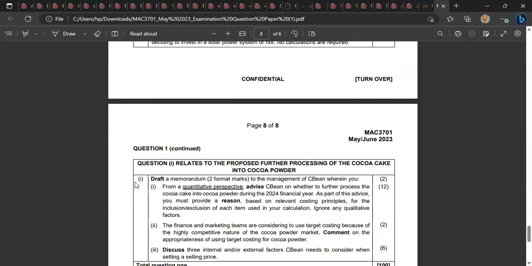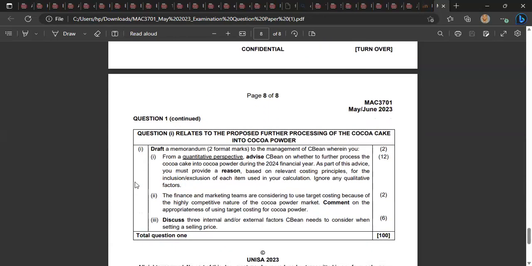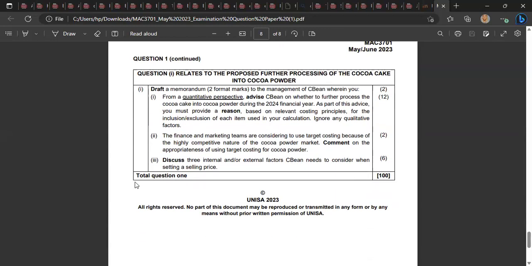All right, let's see what else we can talk about here. These questions from a quantitative perspective are very common, so we need to watch out for those. From a quantitative perspective, advise CBIN on whether to further process the cocoa cake into cocoa powder during the 2024 financial year, and as part of your advice, you must provide a reason based on the relevant costing principles. So here we're talking about why certain things need to be included in our costs and why other things need not be included in our costs.